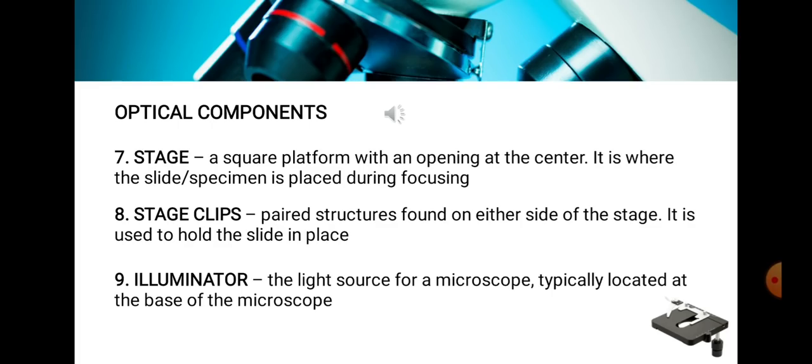And we also have our illuminator. It is a steady light source that shines up through the slide. Mirrors are sometimes used in lieu of a built-in light. If your microscope has a mirror, it is used to reflect light from an external light source up through the bottom of the stage. And the illuminator is usually located at the base of the microscope.